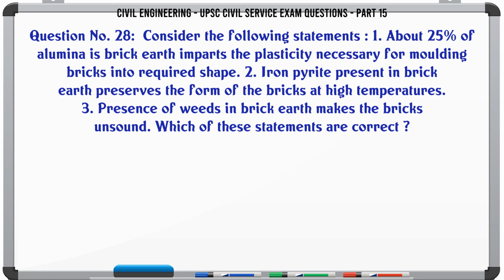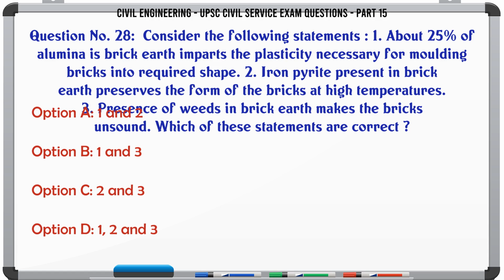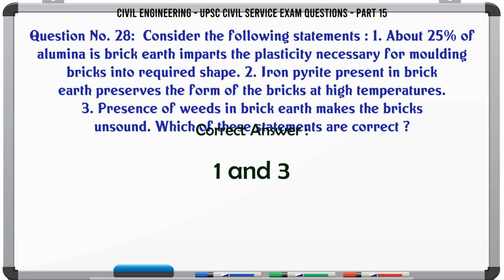Consider the following statements. 1. About 25 percent of alumina in brick earth imparts the plasticity necessary for molding bricks into required shape. 2. Iron pyrite present in brick earth preserves the form of the bricks at high temperatures. 3. Presence of weeds in brick earth makes the bricks unsound. Which of these statements are correct? A. 1 and 2, B. 1 and 3, C. 2 and 3, D. 1, 2 and 3. The correct answer is 1 and 3.